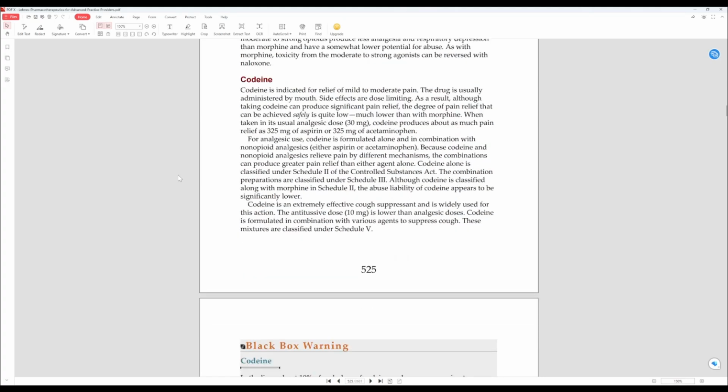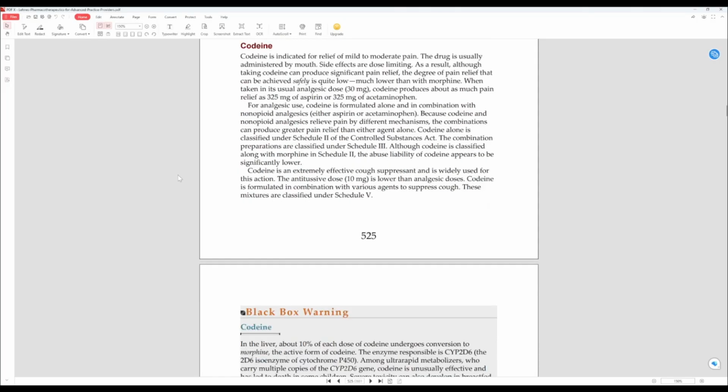Which brings us to codeine. Codeine is indicated for relief of mild to moderate pain. The drug is usually administered orally.